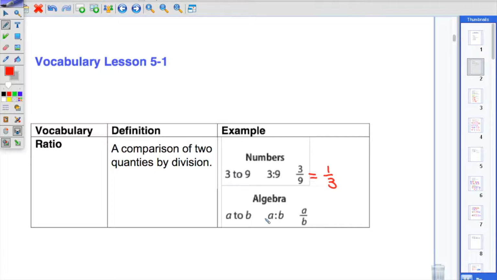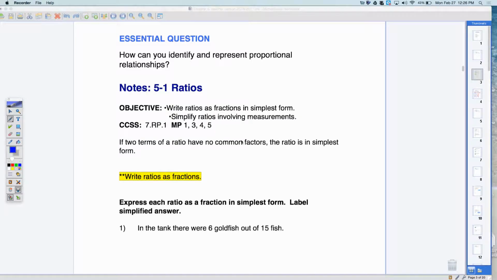Using algebra variables, we can use a to b, a:b, and a over b as a fraction. Whereas a and b can be any numbers to take the place of the variable. B cannot be 0 in the denominator. It is undefined. This is Notes 5.1 on ratios.